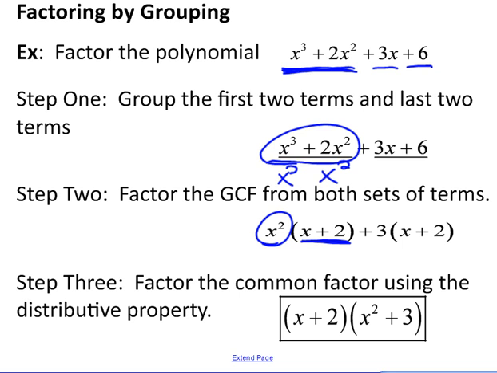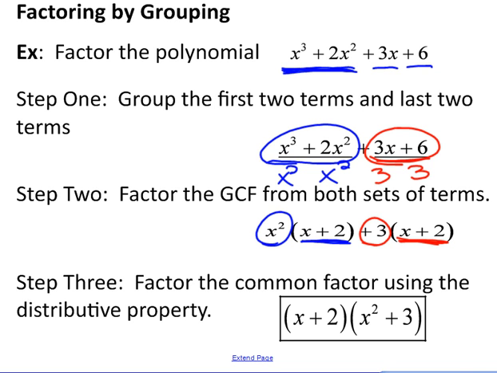I'm going to repeat the process with the last 2 terms. See what they have in common. I have 3x plus 6, and they both have a 3. You do have to write the plus. So we've got a positive 3. And when we divide out a positive 3, I'm left with x plus 2.